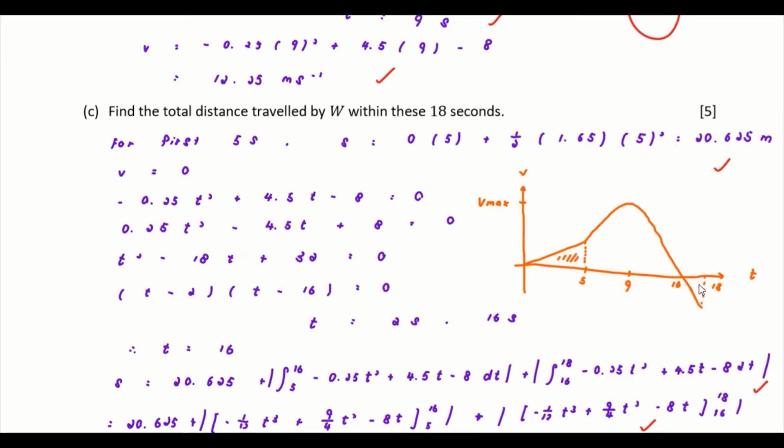So that's why, to prevent that, we need to write it in two limits, which is from 5 to 16 to get a positive one. From 16 to 18 you are getting a negative one, so that's why we put in a modulus. Okay, so this graph also helps us to see the 2 seconds that we find here. Actually, why is that so?